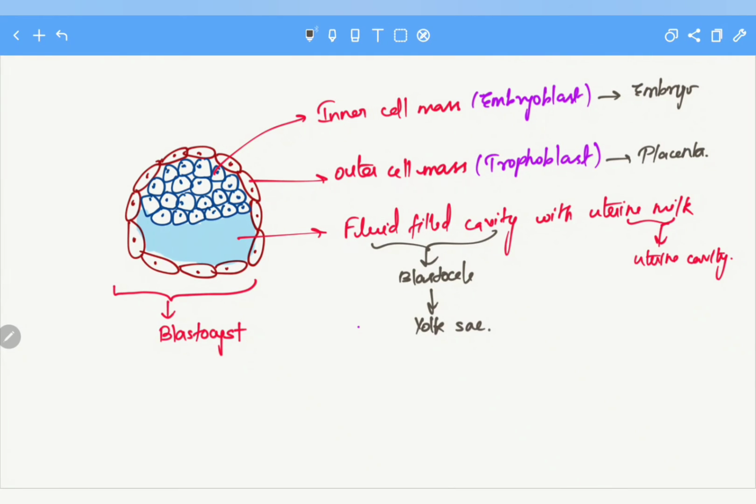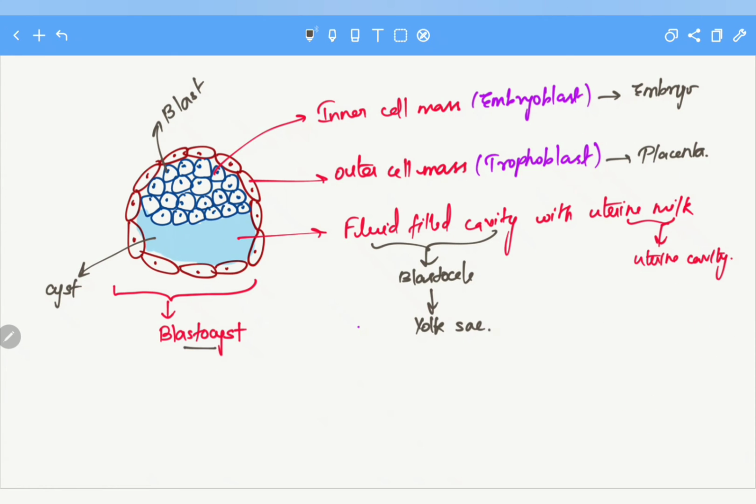Have you ever wondered why the name blastocyst? It is because the rapidly multiplying cells are called blast cells. And the fluid-filled cavity is called cyst. Since it contains both the blast cells and the cyst, together it is called blastocyst. So all these events take place till the 5th day.